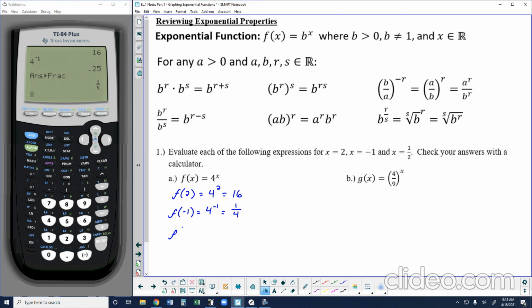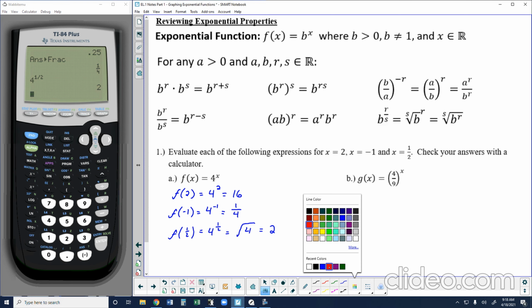f of 1/2 would be 4 to the 1/2 power. This would be a rational exponent. The denominator is 2, so this would create the square root of 4 to the first power. We know the square root of 4 is 2. So again, we can check that in the calculator as well. See if you can pause the video for just a moment and find g of 2, g of negative 1, and g of 1/2.